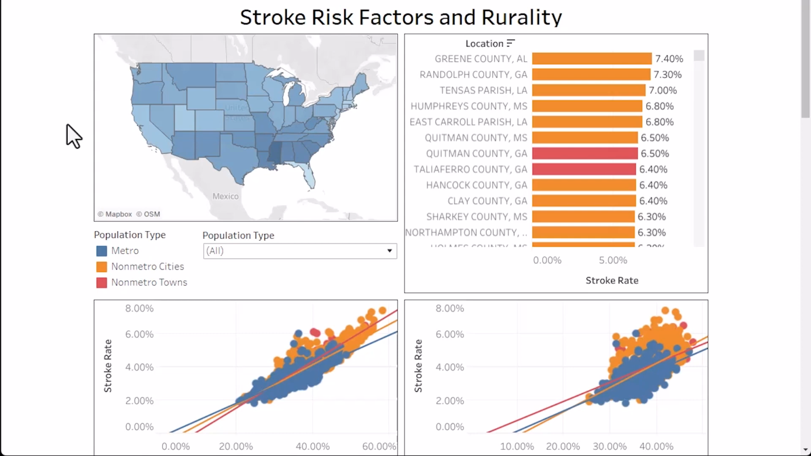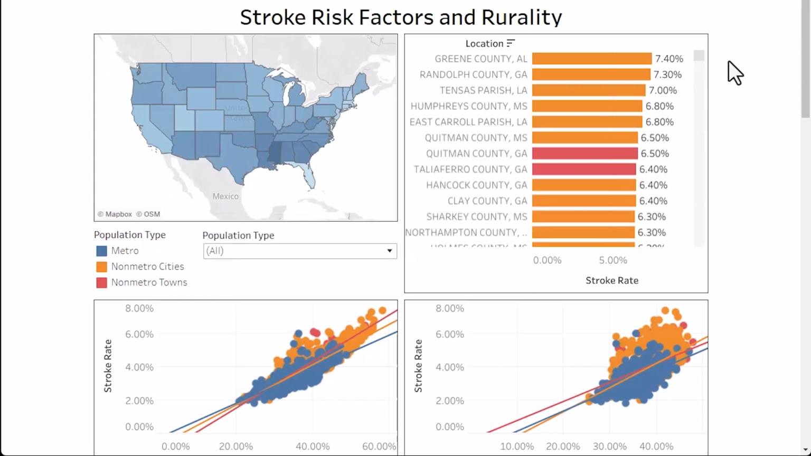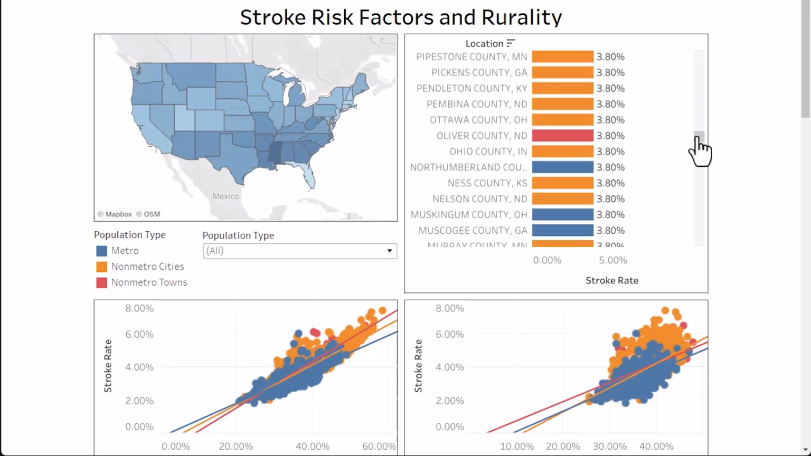If we put our cursor over, let's say, Illinois, we can see that in the state of Illinois, the median stroke rate is 3.6% of the population. Now off to the right here, we have a listing of all the counties in the United States, and they are listed in descending order of stroke rates. Greene County, Alabama has a stroke rate of 7.4%, and that's the highest in the country. Now scrolling down here, we'll see those counties that have lower stroke rates.